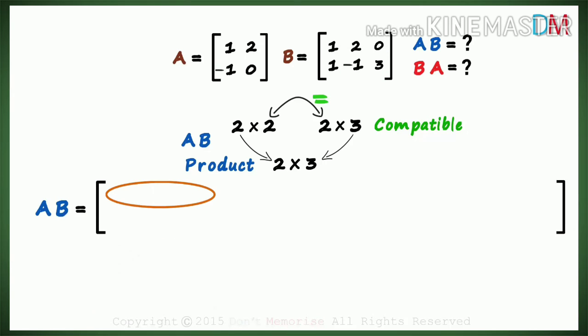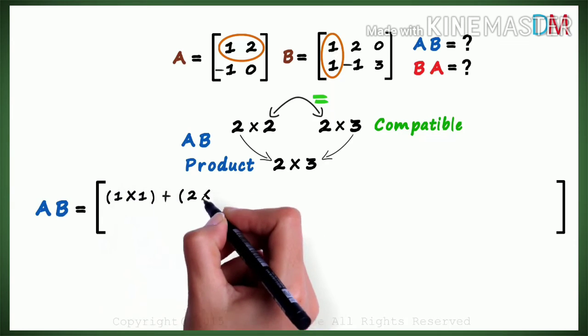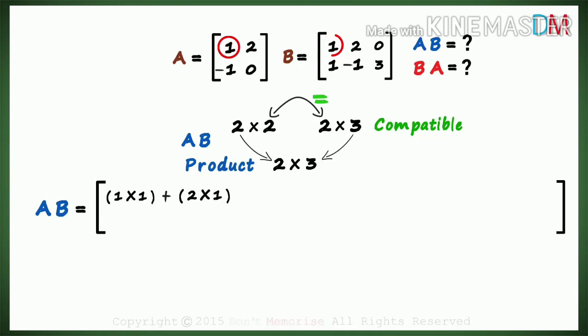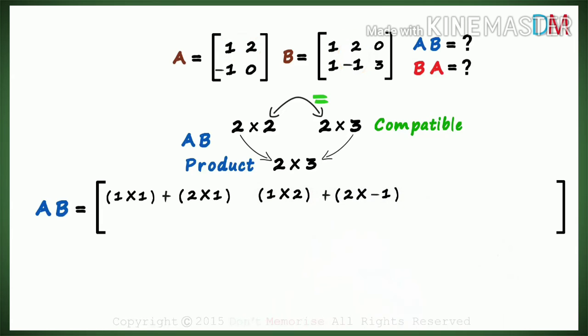What will be the 1/1th element of the resulting product? It will be the first row of the first matrix multiplied by the first column of the second. It will be 1 times 1 plus 2 times 1. We multiply this number with this one and then this one with this. We have multiplied the first row with the first column. Now for the 1/2th element, we multiply the first row with the second column. We get 1 times 2 plus 2 times -1. This sum will be the 1/2th element.